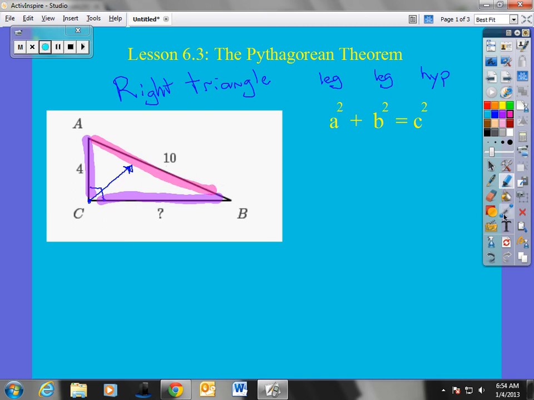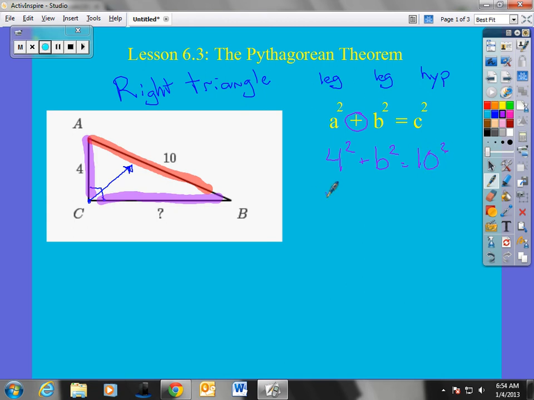So let me change colors there, it doesn't stand out enough. Let's try that. There you go, red. There's my hypotenuse. So if I am looking at this, they give me one of the legs. They don't give me this leg, and they give me the hypotenuse. So I'm just going to call it, it doesn't really matter if this is A or this is B, because it's addition, it's commutative. So A squared, so I go 4 squared plus B squared, which we don't know, we're trying to find out, equals C squared, which is 10.